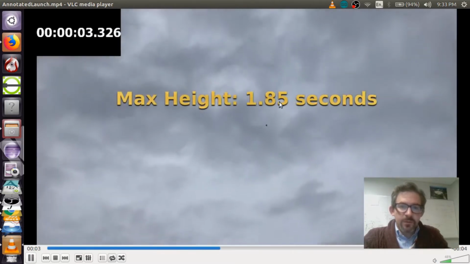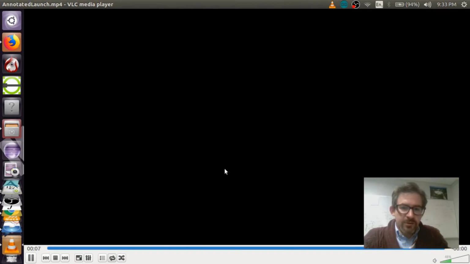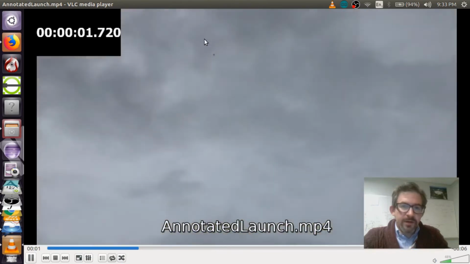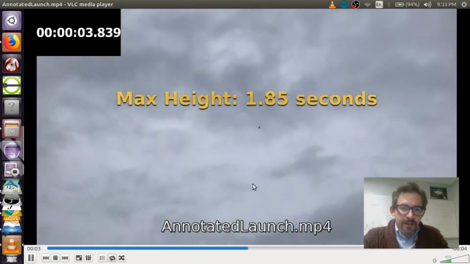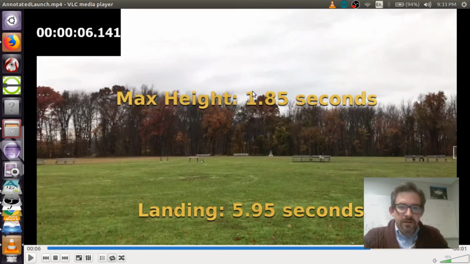There's the max height at 1.85 seconds. Here you can see it really cruising down at a much more moderate speed. It took 1.85 seconds to come up, and then almost 6 seconds total flight. So that means that we've got almost 2 seconds going up, but over 4 seconds to come back down. So that's a really asymmetric timing on the flight.